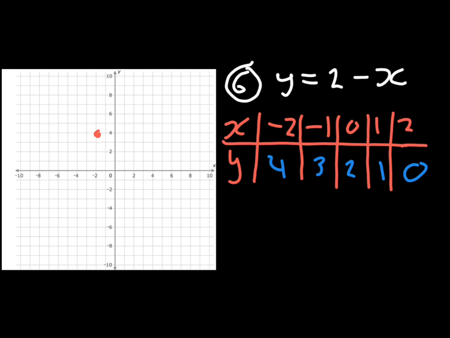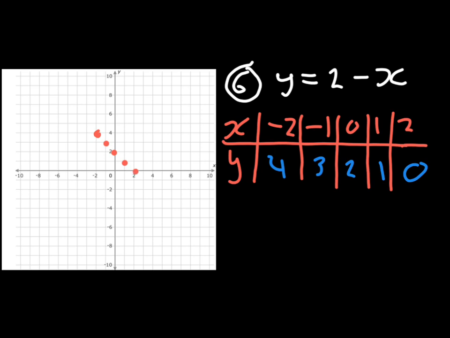Next, we are going to have x equals -1 and y is 3, and that will be over there. Next, we have 0 and 2, which is there. Then we have 1 and 1, which is there. And lastly, we have 2 and 0, which is there.